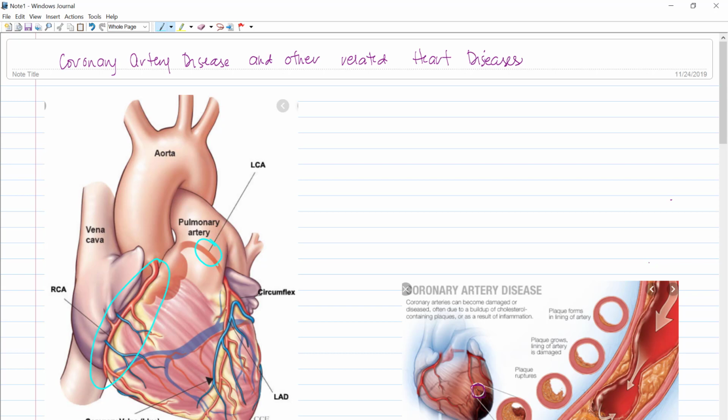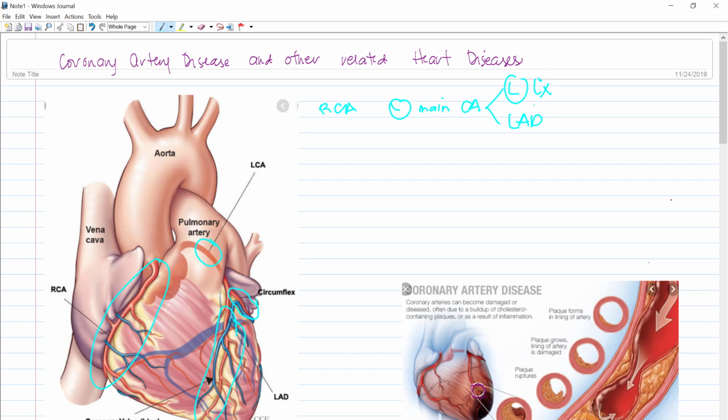And that left main coronary artery bifurcates right here. So we have here the left circumflex, which goes around the heart. And we also have here the LAD, or left anterior descending coronary artery. So we have here the RCA. We have the left main coronary artery, and it bifurcates to the left circumflex and the left anterior descending coronary artery.